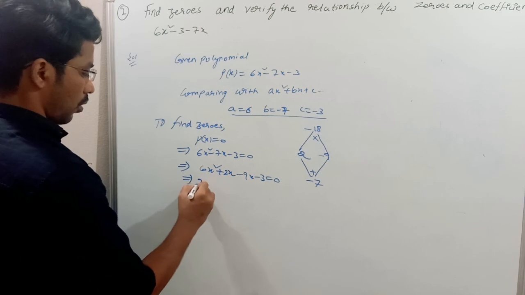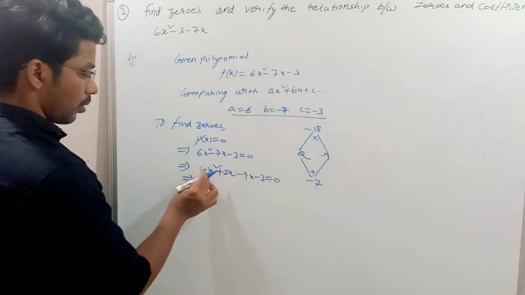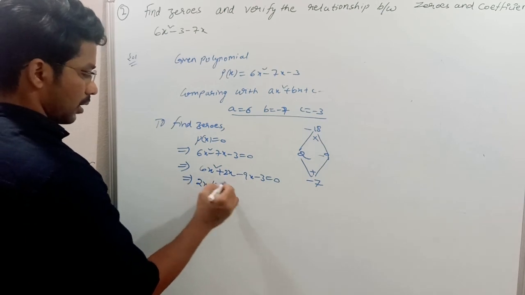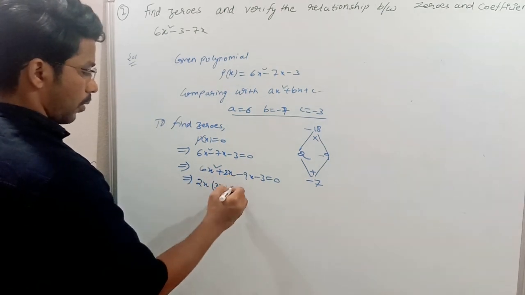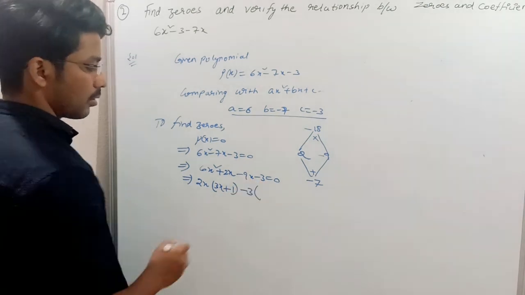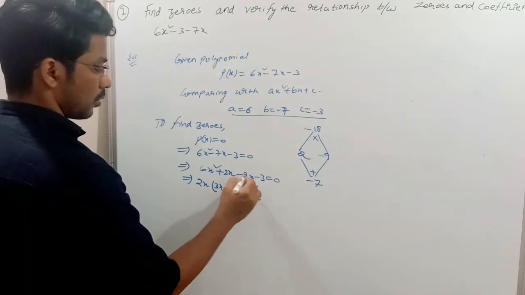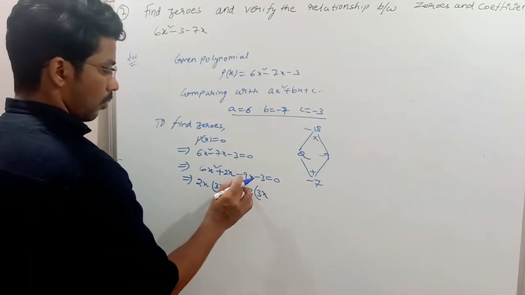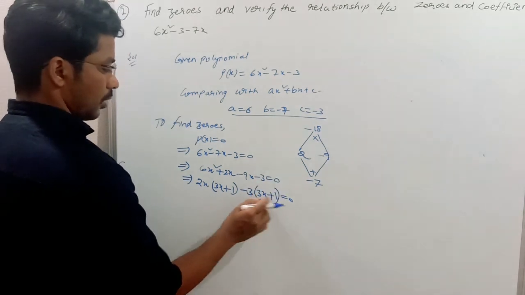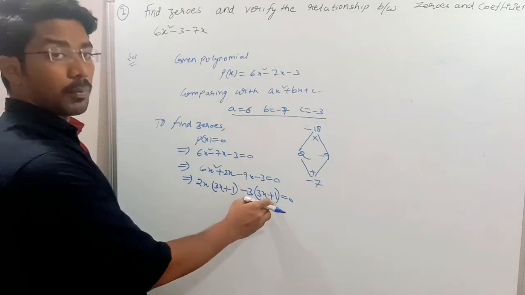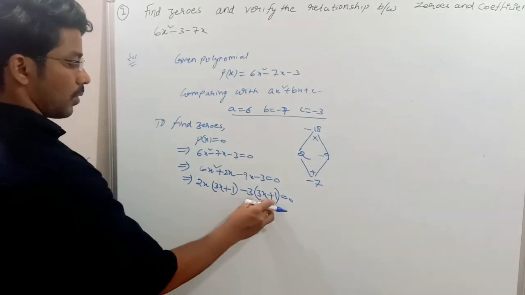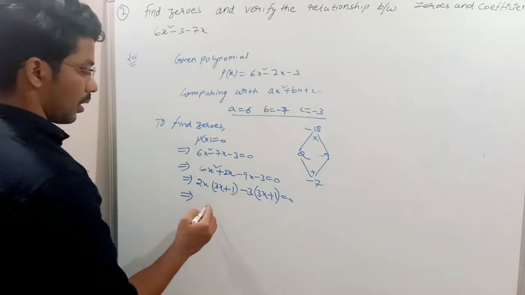So take 2x common here. If you take 2x common, what will remain? 3 and x. So 2 into 3 is 6, x into x is x square, plus 2x common, then remaining is 1. Now here take 3 common. If I take 3 common, what will remain? 3 into 3 is 9 and x. Now here we have to keep the plus symbol and 1. 3 into 1 is 3. So why am I keeping the plus symbol here? Minus into, if I open the bracket, minus into plus is minus. So that's why we keep the plus symbol here.